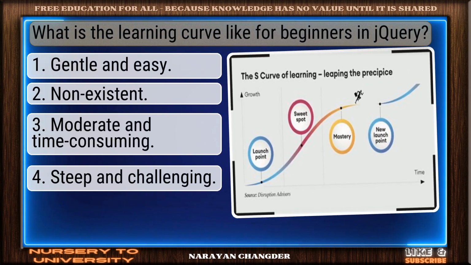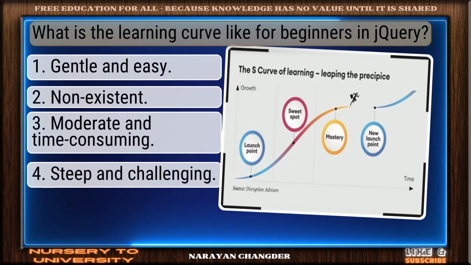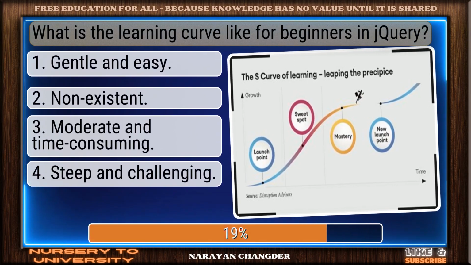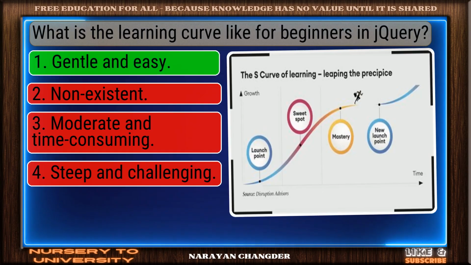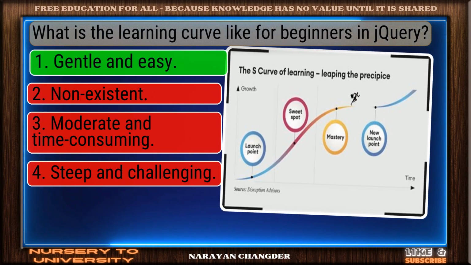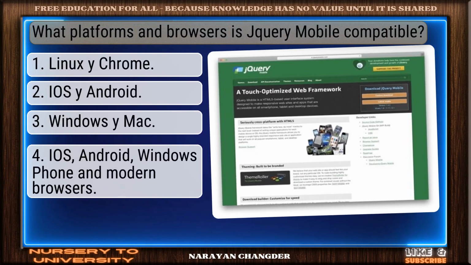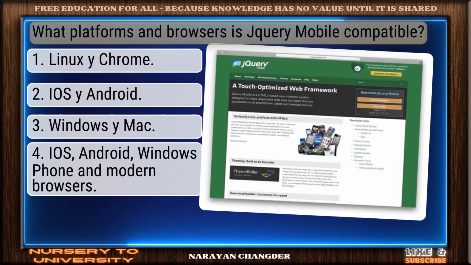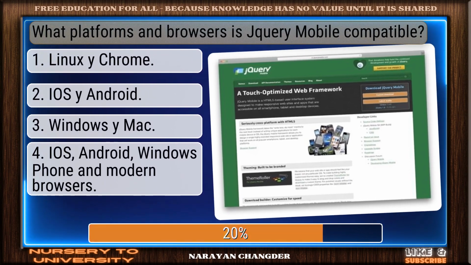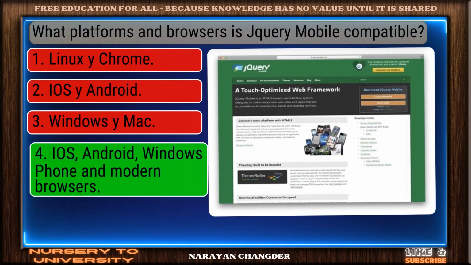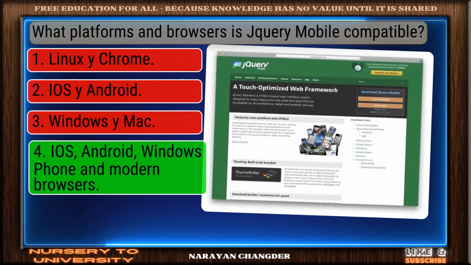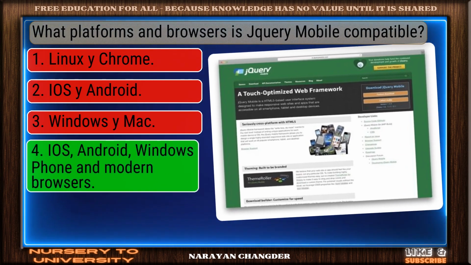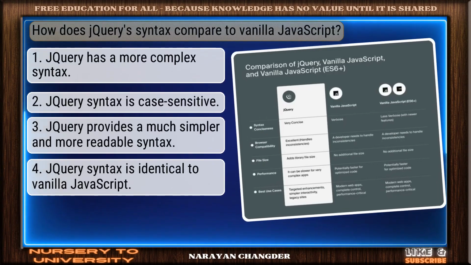Question number 23. What is the learning curve like for beginners in jQuery? Exactly. Gentle and easy makes sense, and it is the right choice. Question number 24. What platforms and browsers is jQuery Mobile compatible with? You chose Android, Windows Phone, and modern browsers, and it is correct.